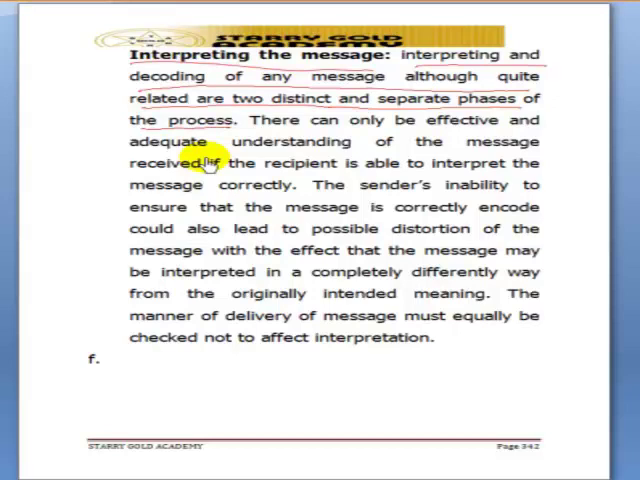If it is gotten wrong at that coding stage, then the tendency is that every other thing is going to be affected. But there are two distinct concepts anyway. There can only be effective and adequate understanding of the message received if the recipient is able to interpret the message correctly. We have just said that.